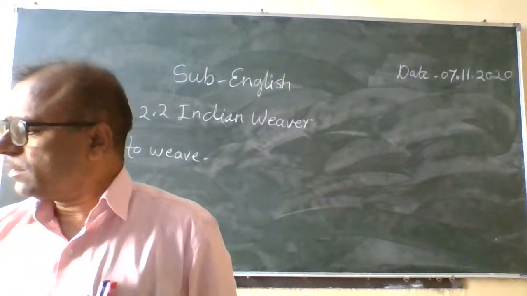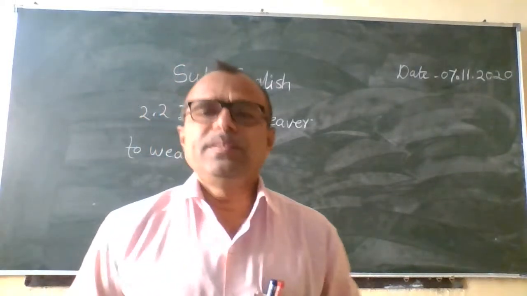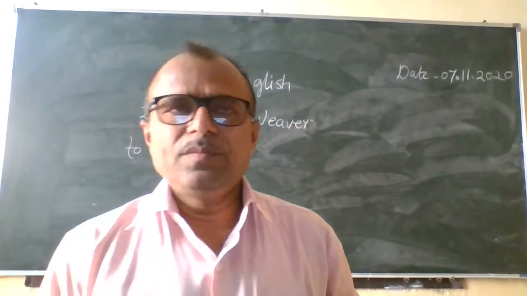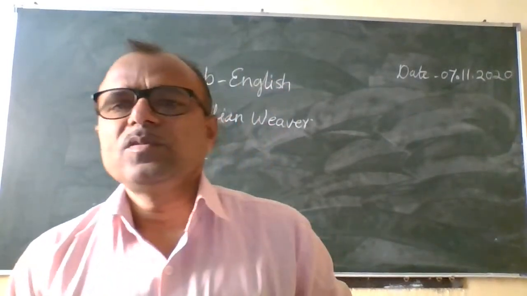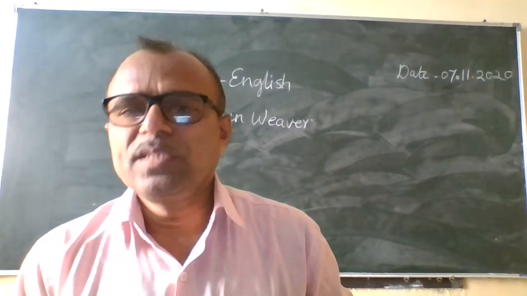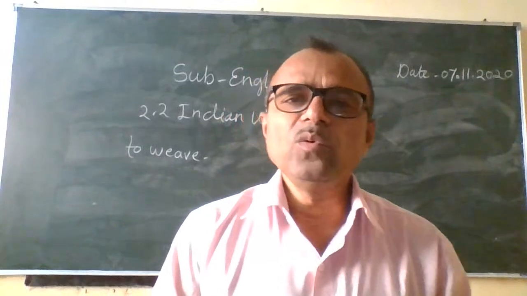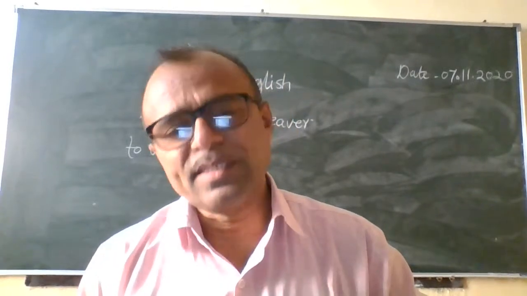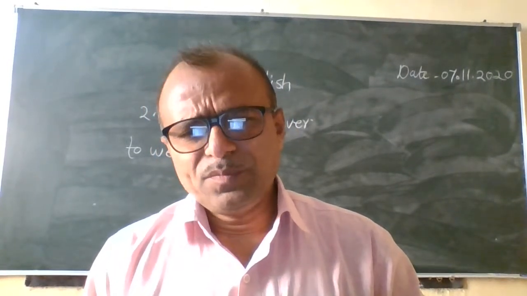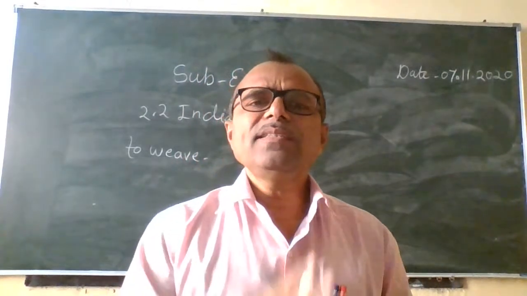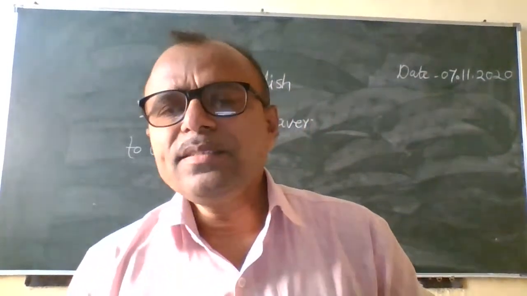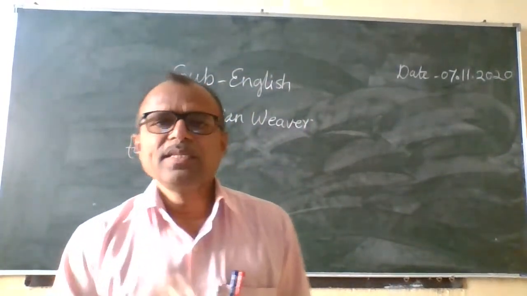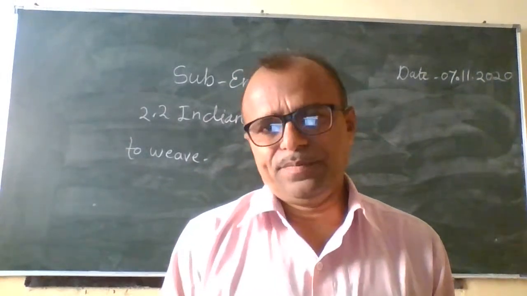What does a break of day mean? Break of day means the beginning of the day. Break of day means the sunrise. Okay, we know that we have the sunrise, then we have the noon, and then we have the afternoon, and then we have the sunset. So the sunrise symbolizes the beginning of the day, while the sunset symbolizes the end of the day.